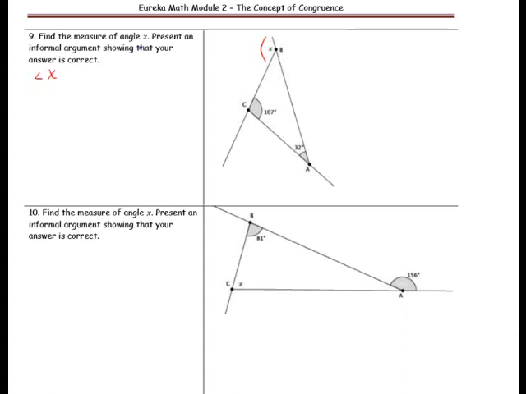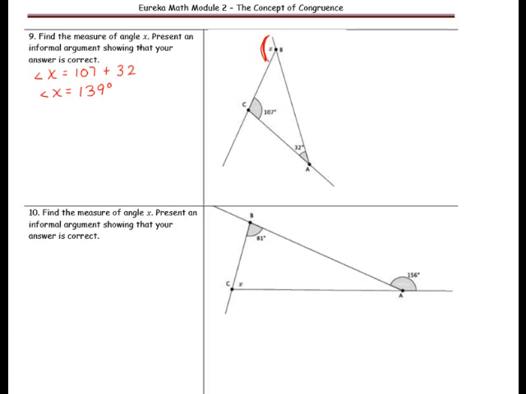Angle x is the exterior angle. The two related interior remote angles are included, 107 plus 32 degrees. We add those together to find the measure of the exterior angle, and that gives us 139 degrees for the exterior angle.